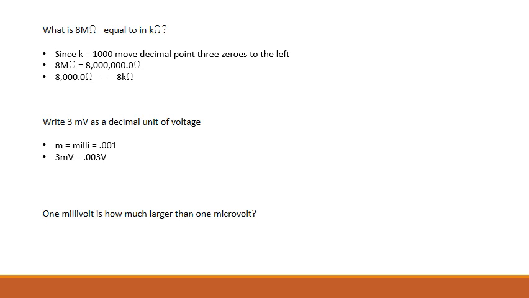One millivolt is how much larger than a microvolt? 1 millivolt equals 0.001 volts. So therefore 1 microvolt equals 0.000001 volt. So if 0.000001 volt equals 1 microvolt, then 0.000001 volt times 1000 equals 0.001. So 1 millivolt is 1000 times larger than 1 microvolt.